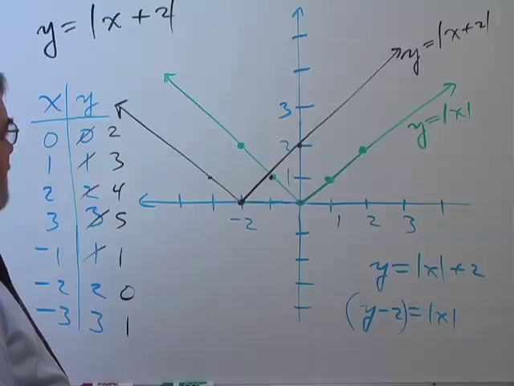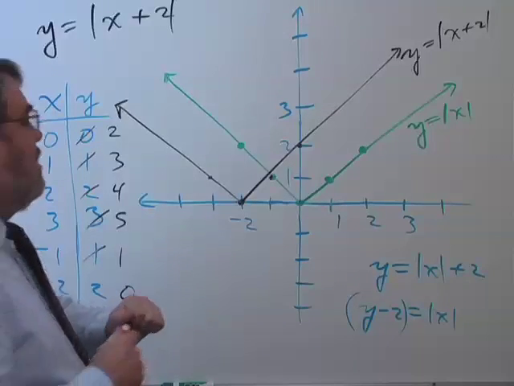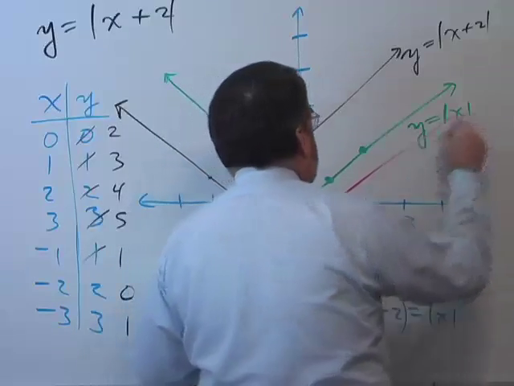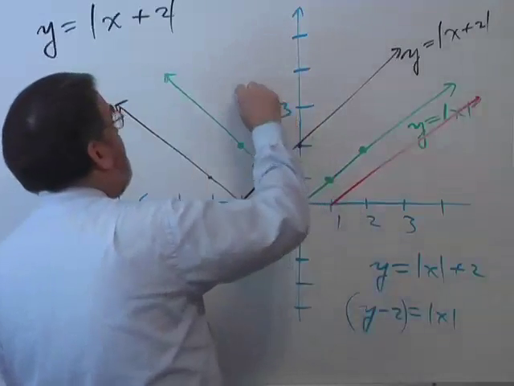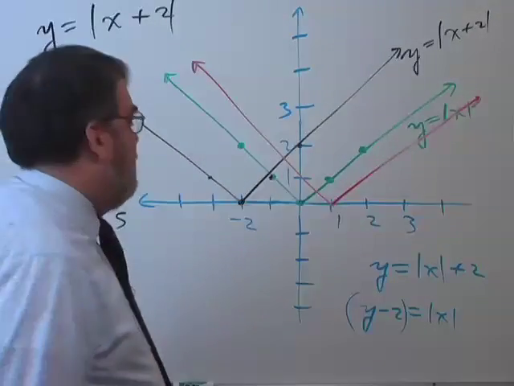Alright, so the board's a little cluttered, but let me just write up another one. If I were to draw this absolute value function, what would it be?